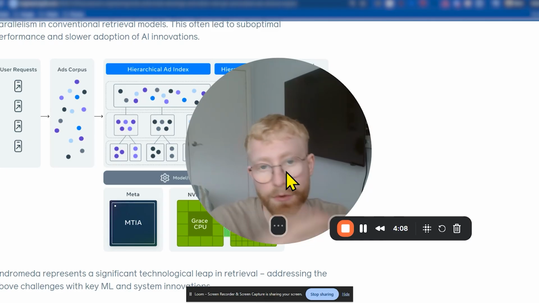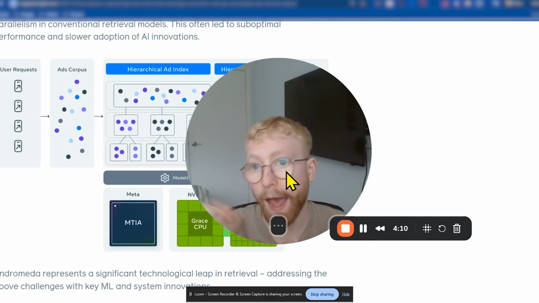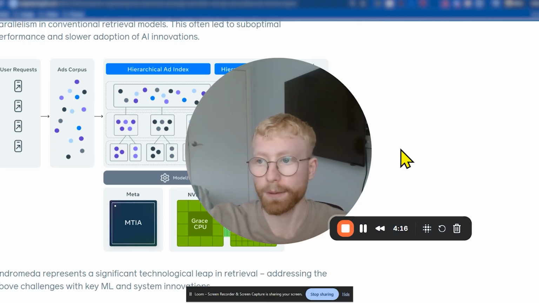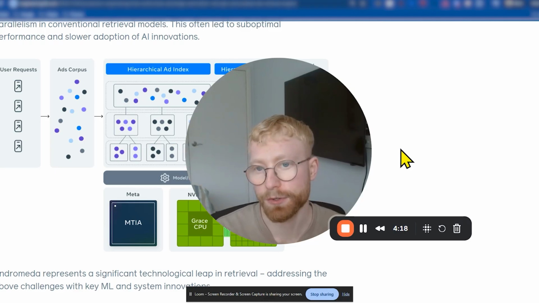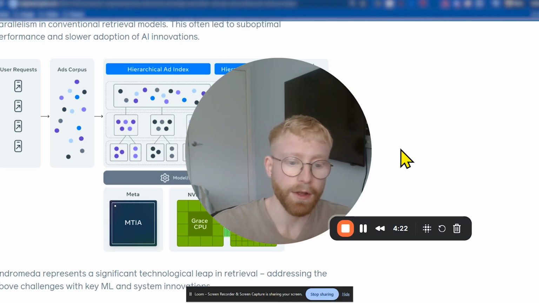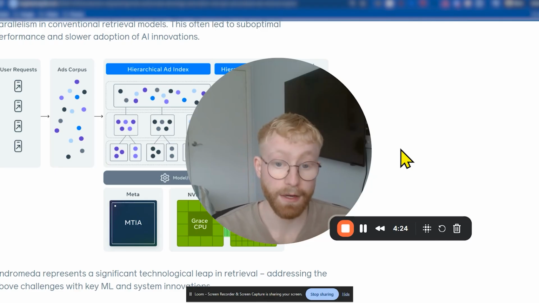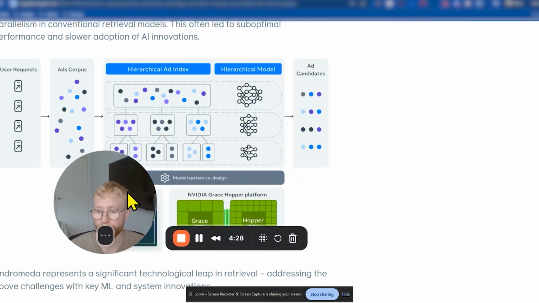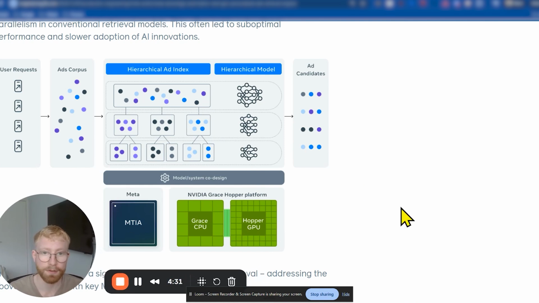So the algorithm knows, okay, this ad is talking about shoes, so therefore let's go and find people who are interested in shoes, right? That's how it pretty much works. So that's basically Andromeda. As I said, I'll link this in the description if you haven't read through the details of the algorithm. It's a good read.